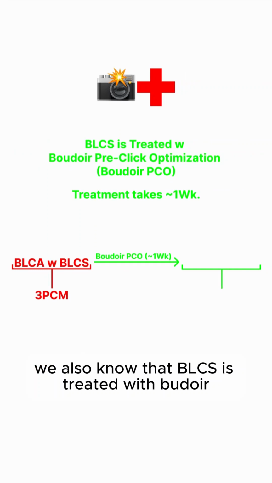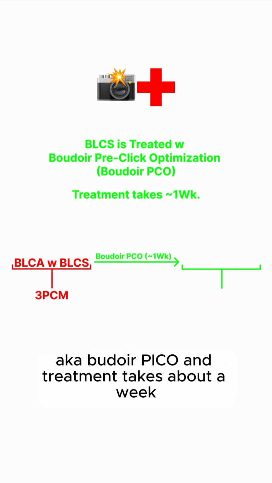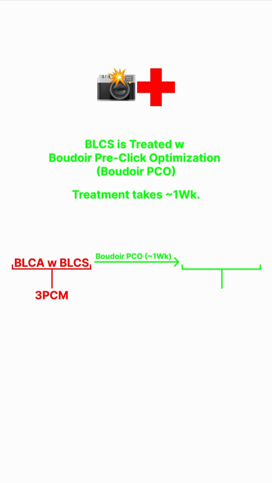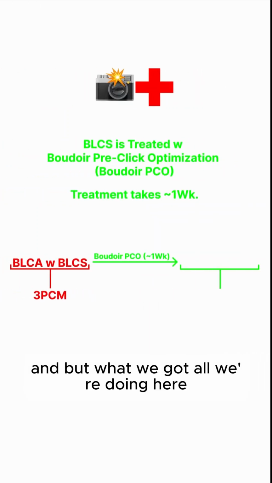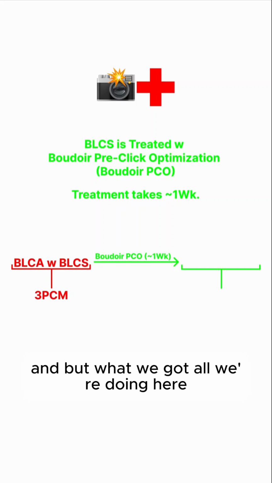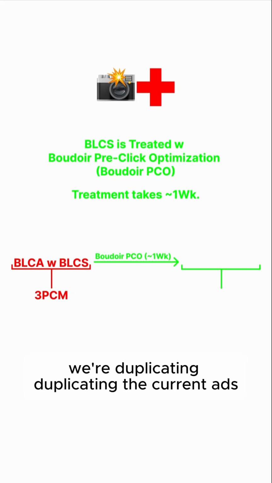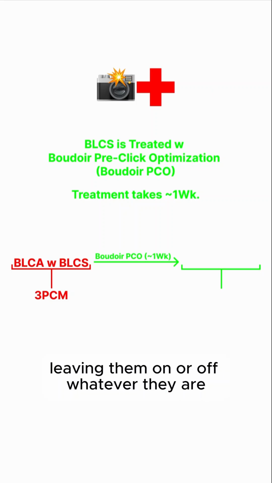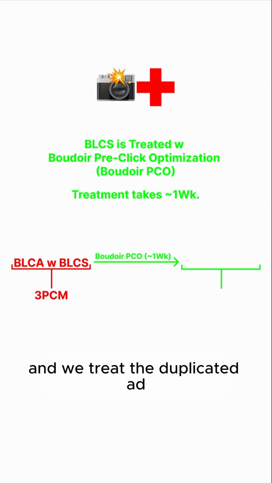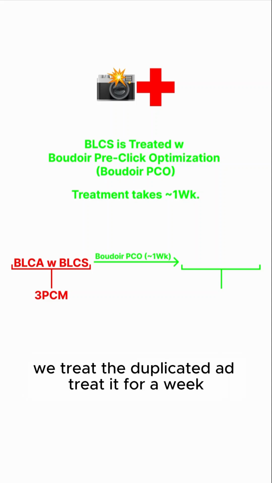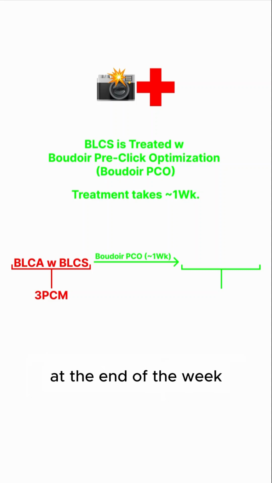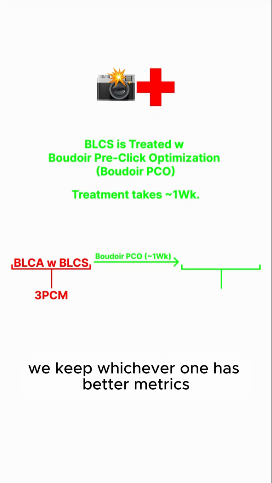We also know that BLCS is treated with boudoir pre-click optimization, aka boudoir Pico, and treatment takes about a week. With boudoir Pico, all we're doing is duplicating the current ads, leaving them on or off, whatever they are, and we treat the duplicated ad. So we don't touch the original, we treat the duplicated ad for a week. At the end of the week, we keep whichever one has better metrics.